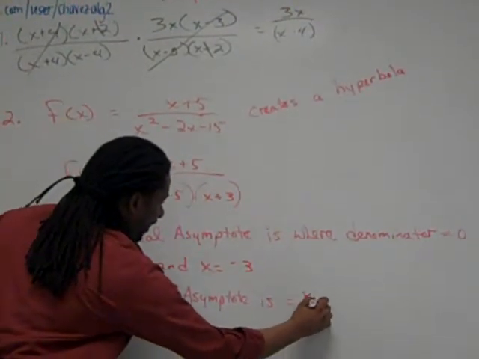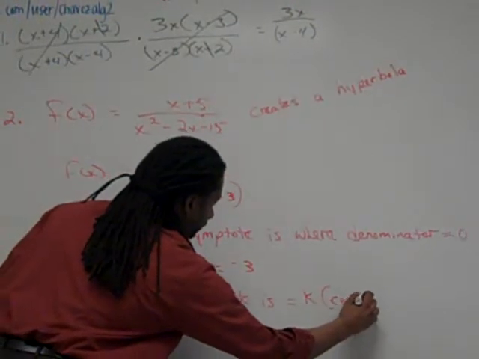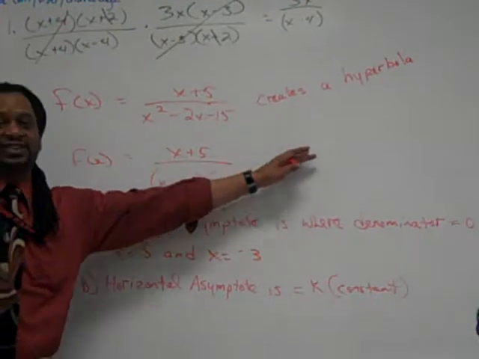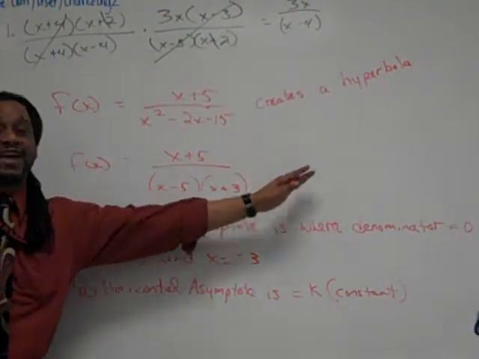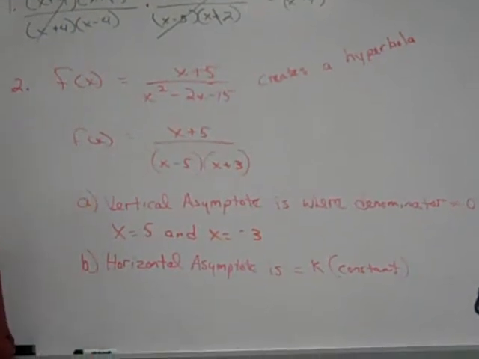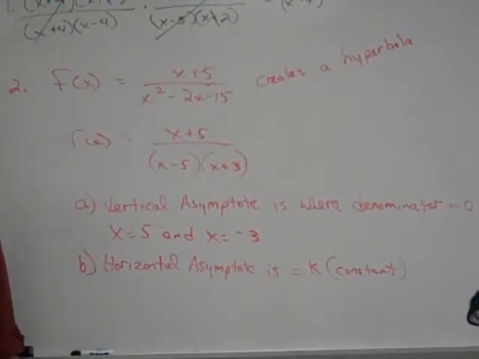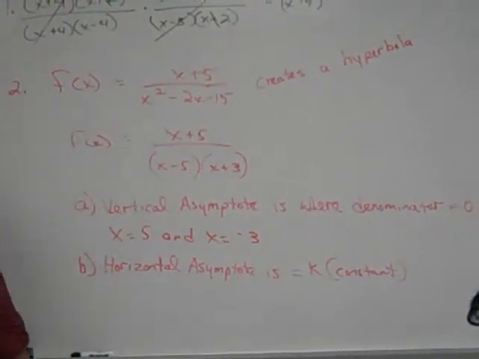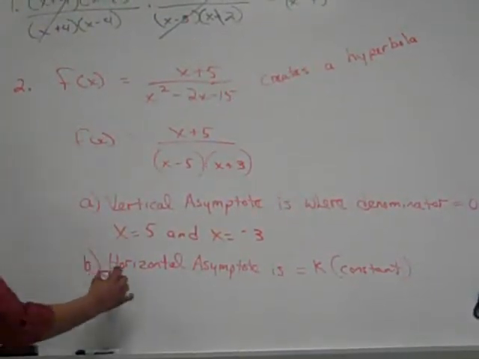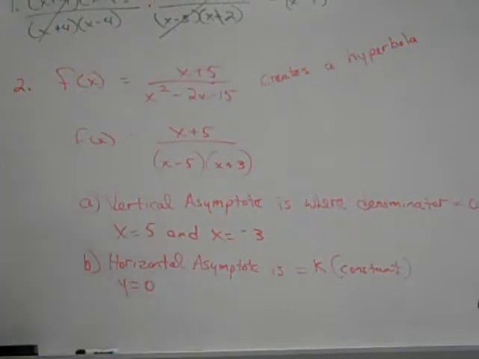Now B, my horizontal asymptote is equal to K, which is your constant. Now, your constant would be plus 5 or plus 6 or something here. Do I have that here? No, I don't. So what is the value of my asymptote? 0. Now, if I have a horizontal asymptote, what axis does that hit? The y-axis. So this is going to be called y equals 0.